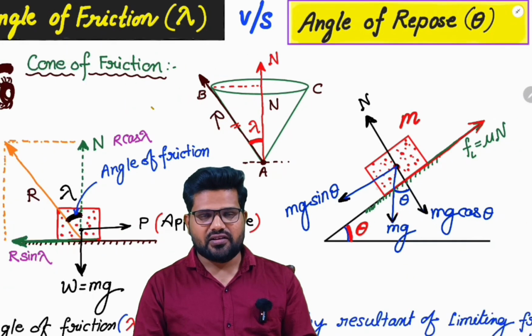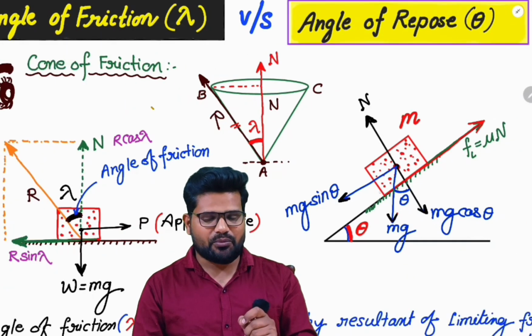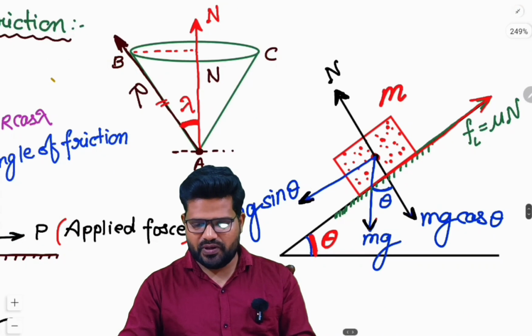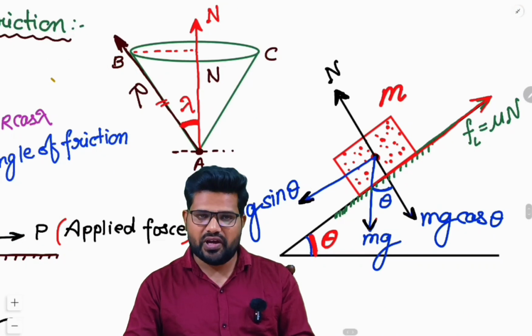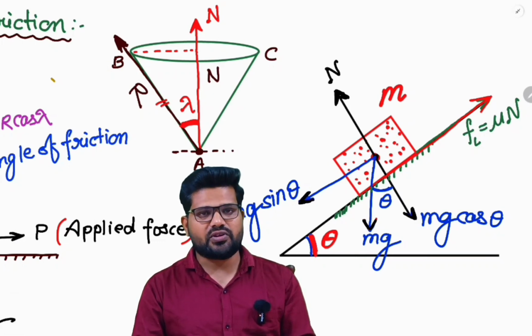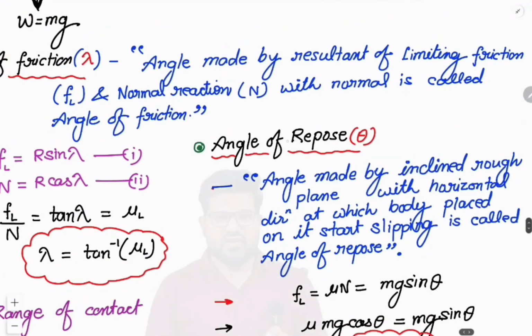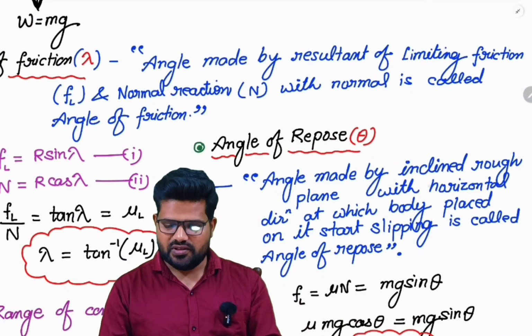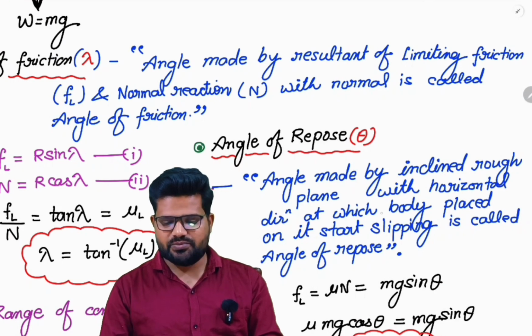Component mg sin theta is responsible for the motion of this block. Due to the friction, a frictional force comes into play in the opposite direction, that is mu into N. When mg sin theta is sufficient to cancel the limiting value of the frictional force, then the body starts moving down. So angle of repose is basically the angle made by the inclined rough surface with the horizontal direction at which a body placed on it starts slipping down.